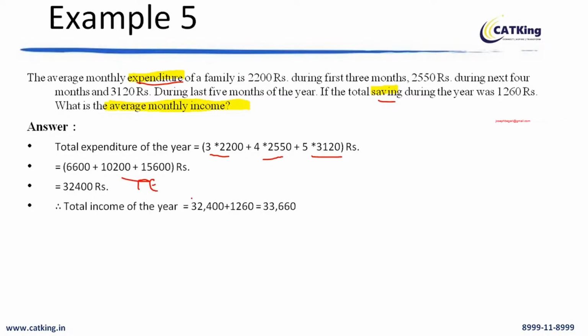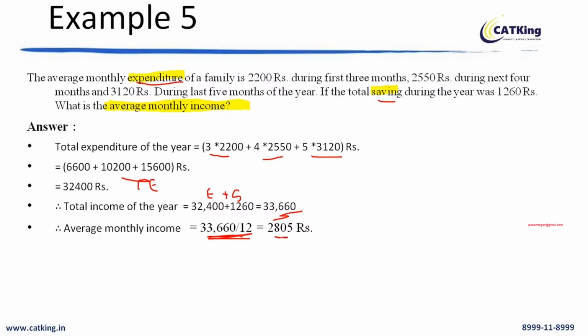Now total income will be what? Total expenditure plus savings. This will be your total income. Average monthly income will be total income upon 12, like we discussed, and this is the final answer, 2,805. A fairly simple question. काफी easy, काफी smooth.